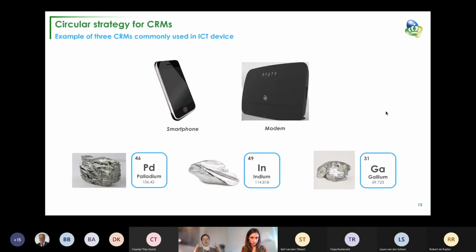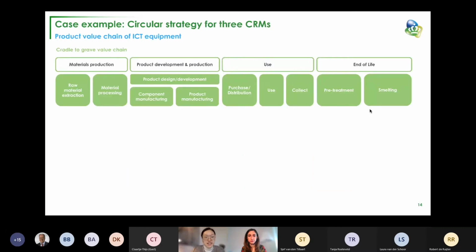Yeah, so just to give you a better understanding of how circular strategies can potentially be applied to different parts of the value chain, I brought an example of 3 CRMs: palladium, indium, and gallium, which are very commonly used in ICT devices such as smartphones and modems, but also in other electronics.